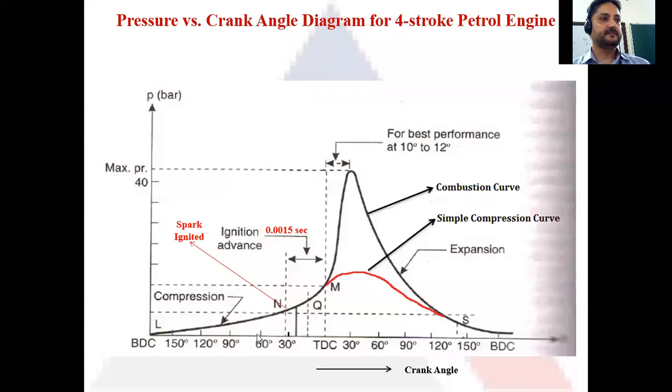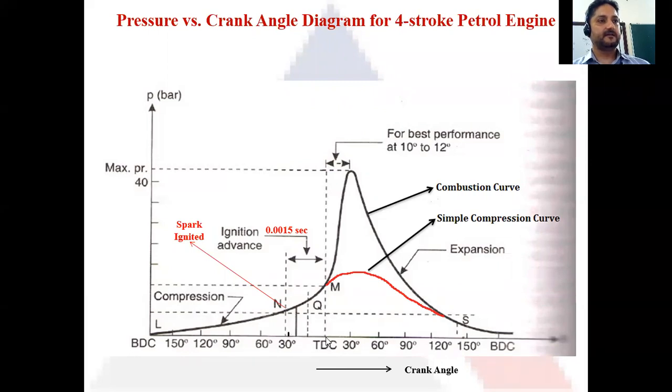This division is made at 30 degrees. So at BDC the angle is 180 degrees. Then it reaches 150 degrees, 120 degrees, 90 degrees, 60 degrees, 30 degrees. So there are 30 degree divisions. And then after 30 degrees it reaches the TDC, that is the top dead center, where the angle becomes 0 degrees. So from the bottom dead center to the top dead center, the compression stroke has been completed.